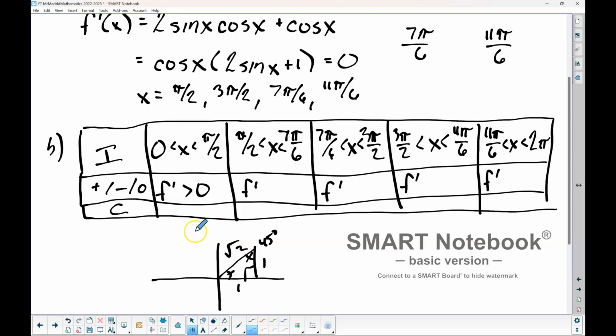I'll do one more, and then you'll just have to trust me here. This interval is between pi halves and 7 pi sixths. I'm going to pick the same situation here, 3 pi fourths. Why? So I can draw this triangle, which is, hopefully it's not too confusing here. I guess we'll leave it there.